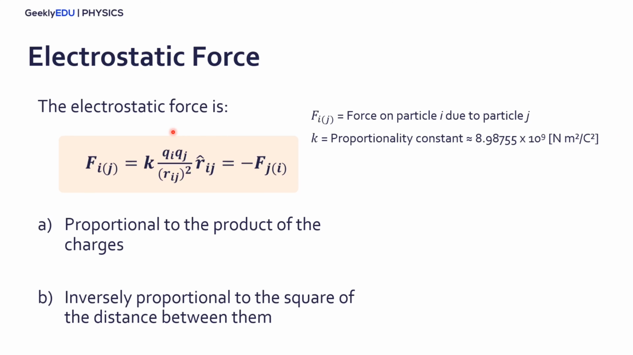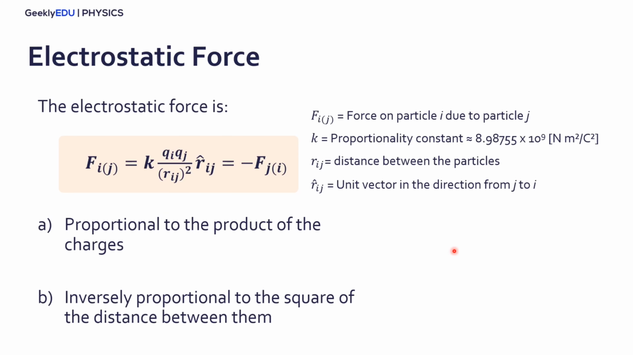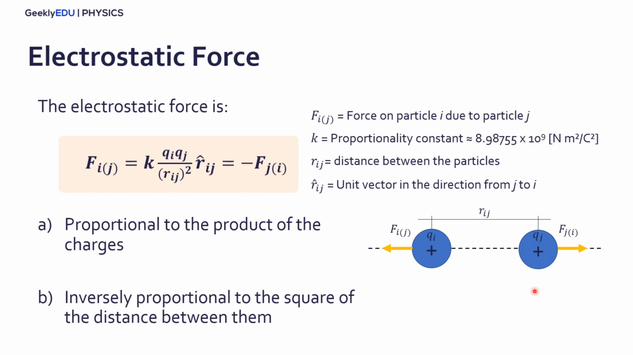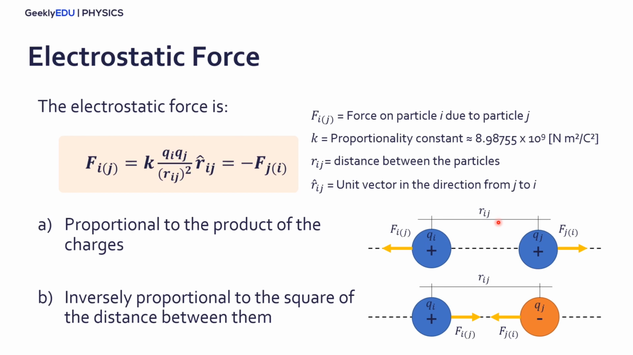What we need to know from this is that the force is proportional to the product of the charges and inversely proportional to the square of the distance between them. For example, if we have two particles with the same charges, positive charges for example, they repel each other, but if they have opposite signs, they attract each other. So this force can be expressed in terms of the charges and the square of the distance between them.